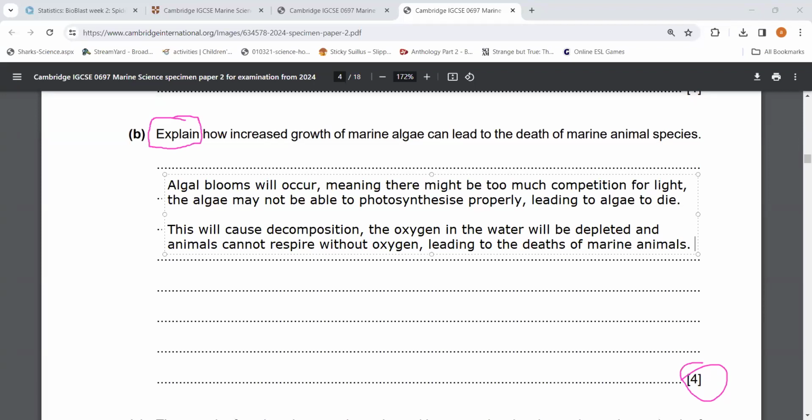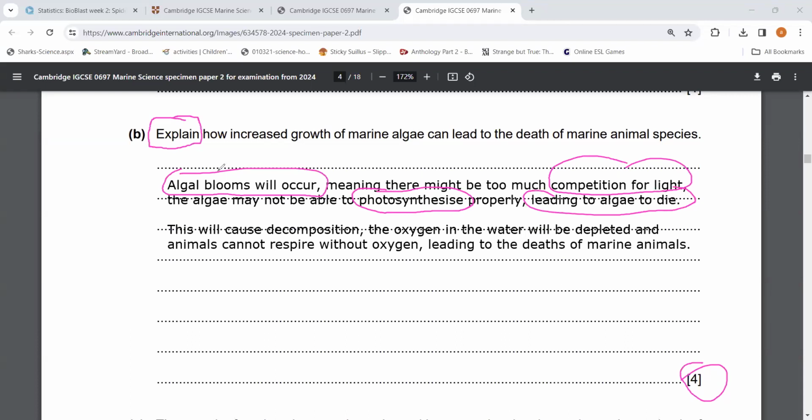Word for word. But just to give you an idea of how the marks might be calculated for this, I would get a mark for just putting this concept: algal blooms will occur gets you one mark. Talking about there being competition for light, there's another mark, so that's 2 out of 4. Might not be able to photosynthesize properly because there's too much algae, they're all fighting for resources, that's another mark. You even get a mark for then saying this will lead to algae death. So that's already 4 marks.